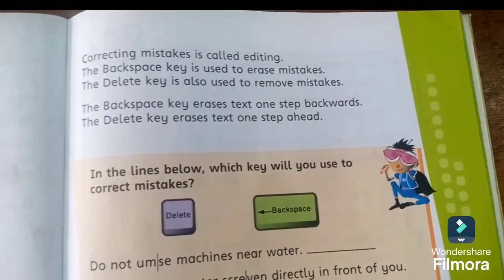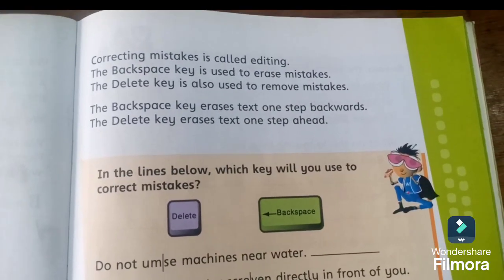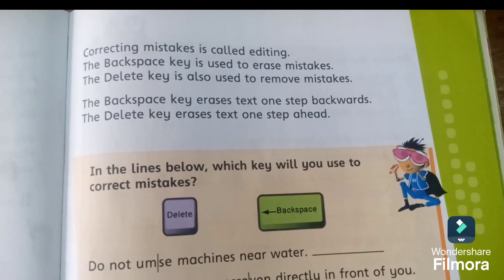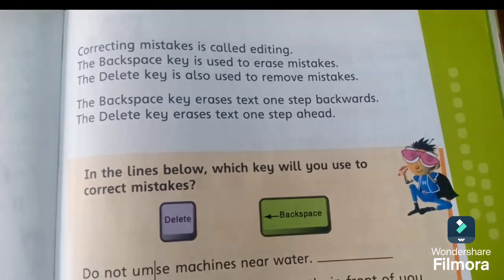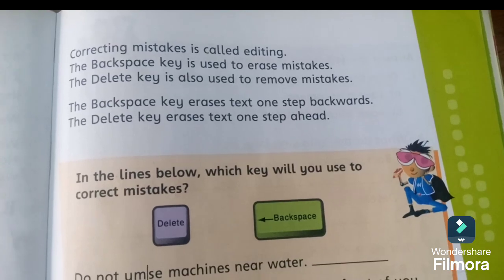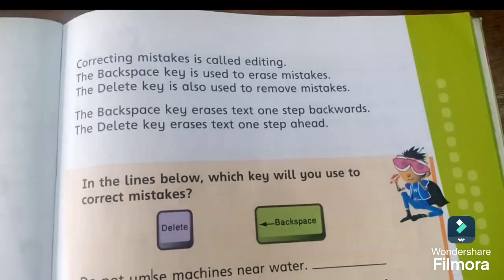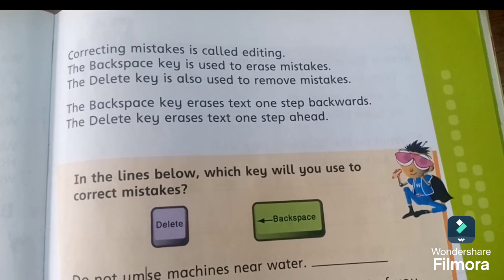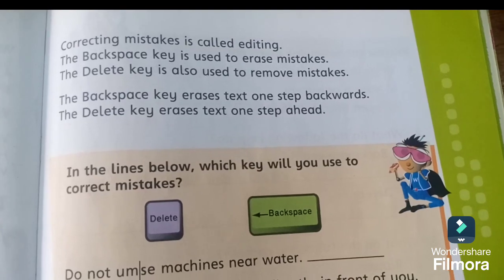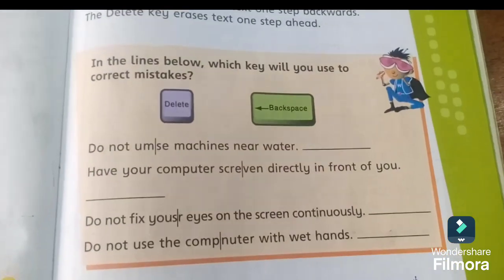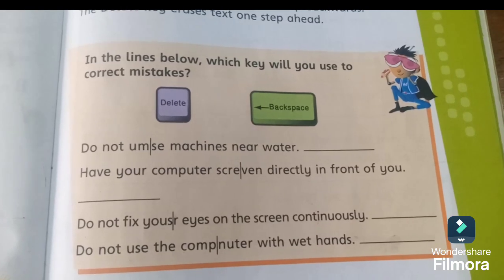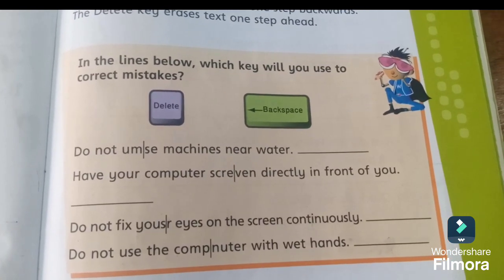So students, now come to the page number 39. Correcting mistakes is called editing. The backspace key is used to erase mistakes. The delete key is also used to remove mistakes. The backspace key erases text one step backwards. The delete key erases text one step ahead. In the lines given below, which key will you use to correct mistakes?